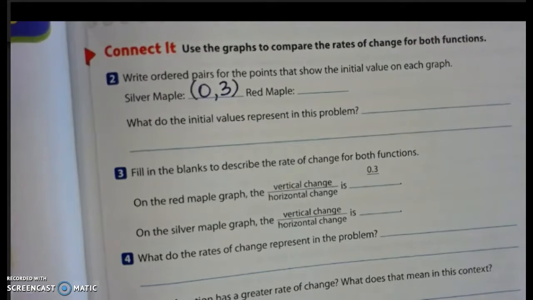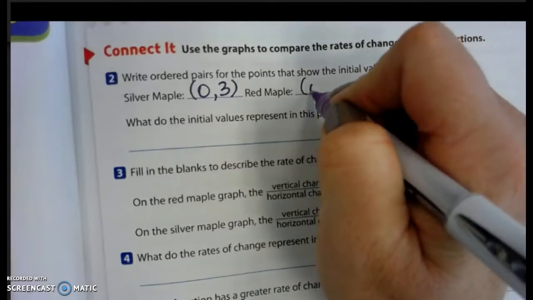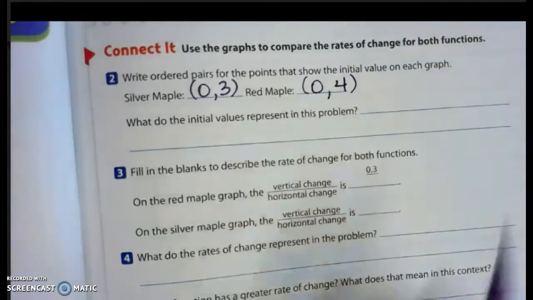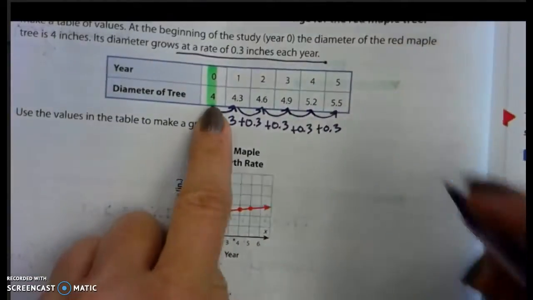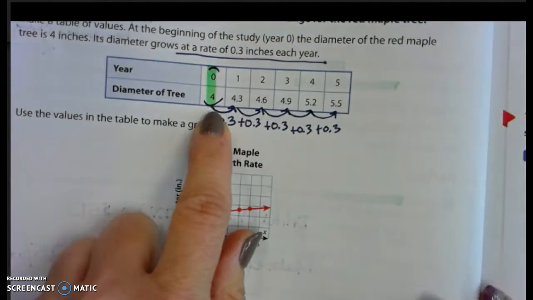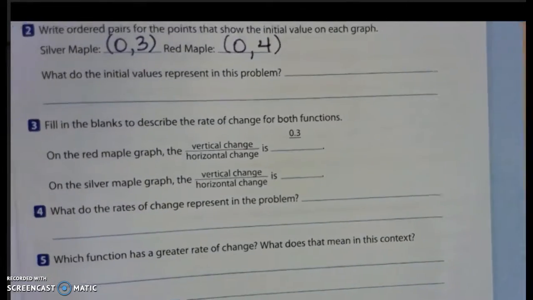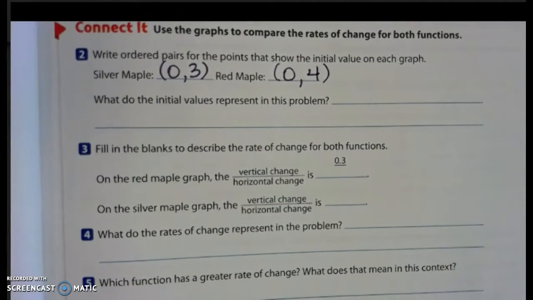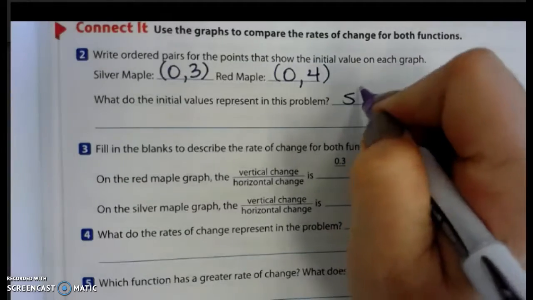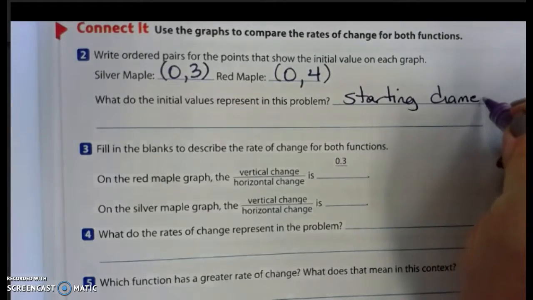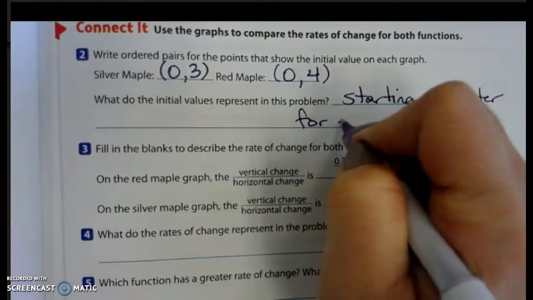Now, the red maple was our verbal description. They told us the initial value was 4. When x is 0, at 0 years, that tree was 4 inches. If you're looking at a table, that ordered pair is here. When x is 0, y is your initial value. What do the initial values represent in this problem? It was the starting or beginning diameter for each tree.